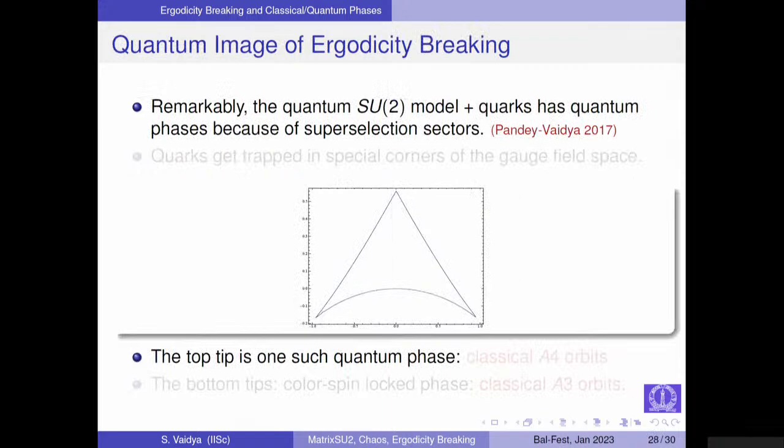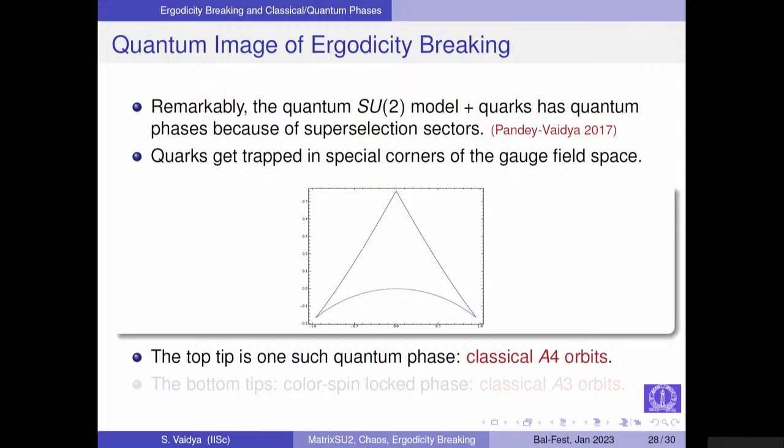Okay, and so finally, because quantum is part of the title of this talk, I thought that I should say that the quantum SU2 matrix model with one flavor quark, we studied some time ago with my student Mahul Pandey. And at that time, we found that quarks get stuck in special corners of the space of gauge fields. And in particular, we found one quantum phase where the quarks got stuck to gauge fields corresponding to this tip.